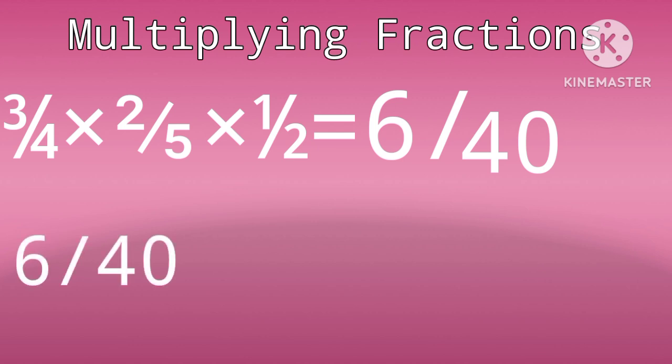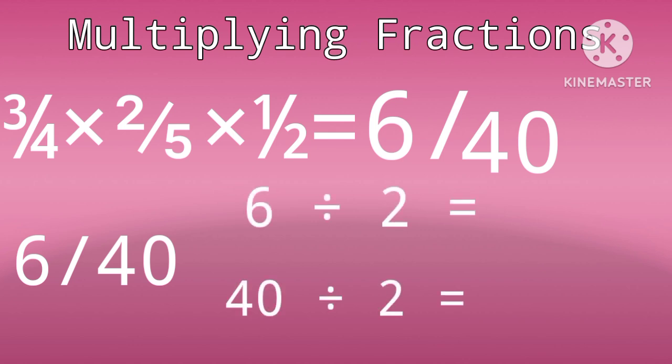Now 6 over 40 can be simplified. Can you think of any number that can be divided into both 6 and 40? If you answered 2, we got it right. So we need to divide both numbers by 2 to get the simplified form. So we got 6 divided by 2 is 3, and 40 divided by 2 is 20. So our answer for 3 over 4 times 2 over 5 times 1 half is equal to 3 over 20. Very simple, isn't it?